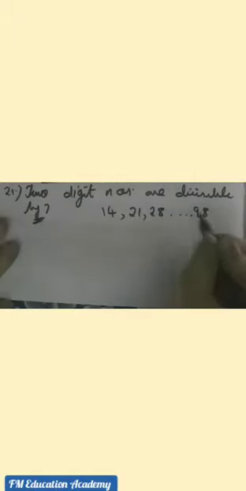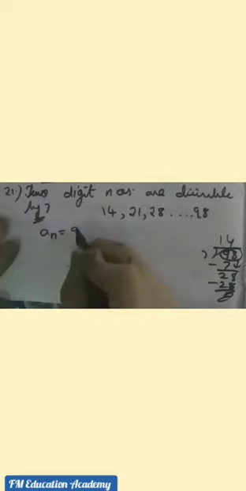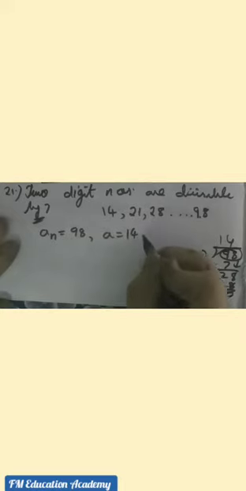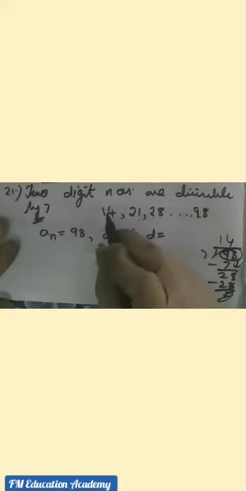So how do we indicate the last term? We indicate the last term by an. So here the nth term is given as 98. The first term A is given as 14. Common difference D is A2 minus A1, that is 21 minus 14. 21 minus 14 is 7. So we have common difference D as 7.